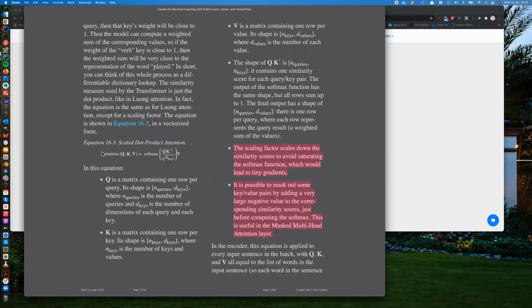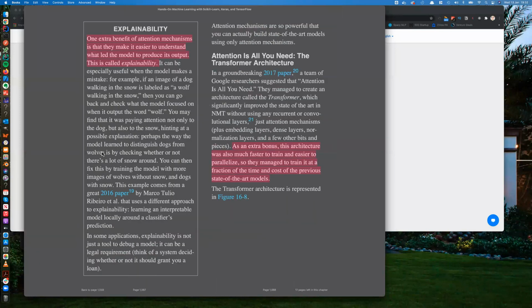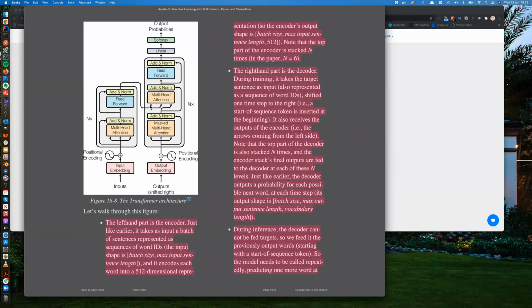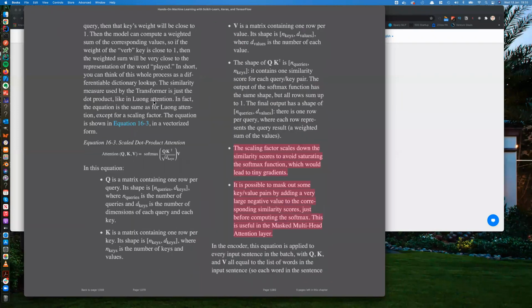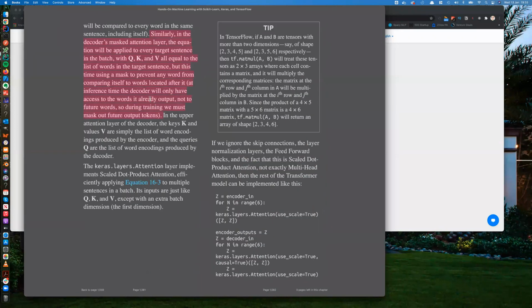So yeah, this is where two things are coming in, which are the keys and values, and then one of the things is coming from down here into this attention head. So what did it say? It said what came from the decoder. In the upper layer, the keys and the values are simply the list of word encodings produced by the encoder. Okay, the keys and values come from the encoder, and the queries come from the decoder, and that's what drives the upper bit of the transformer in the decoder.